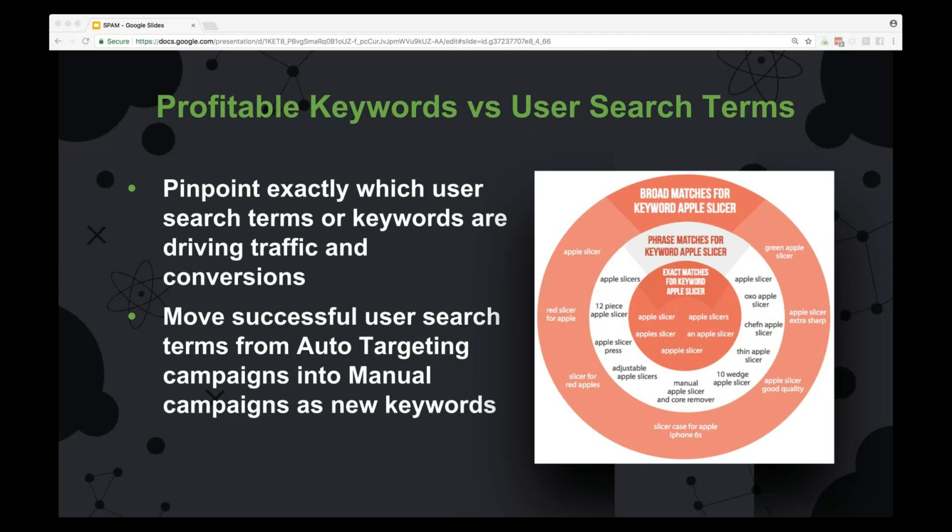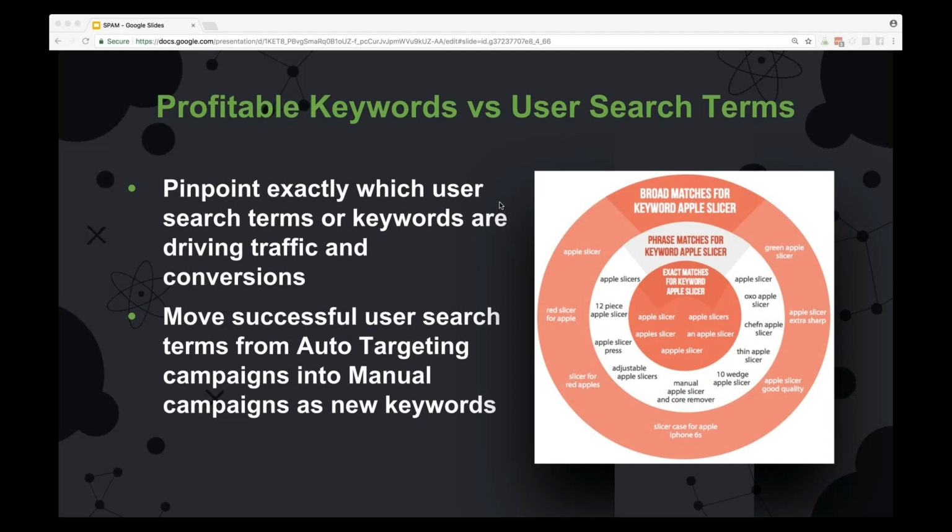So once you're running a broad match keyword search for apple slicer, right, some of these user search terms are going to be profitable, while others are not. If you're bidding on the keyword apple slicer, red slicer for apple will probably be a pretty decent performing user search term. People are probably going to say, oh, this is exactly what I'm looking for.